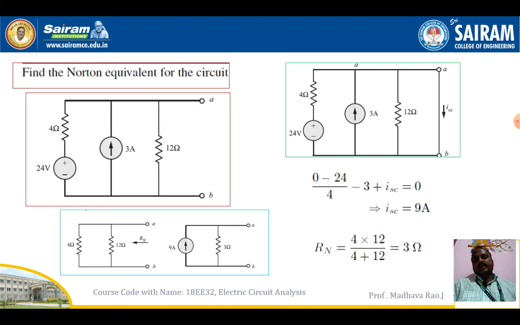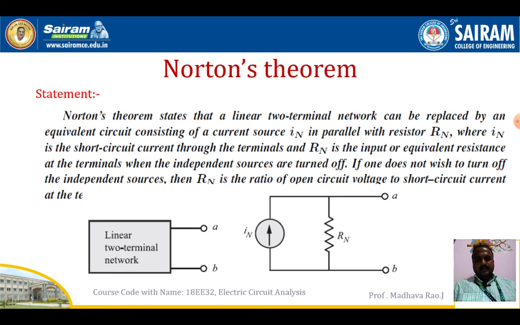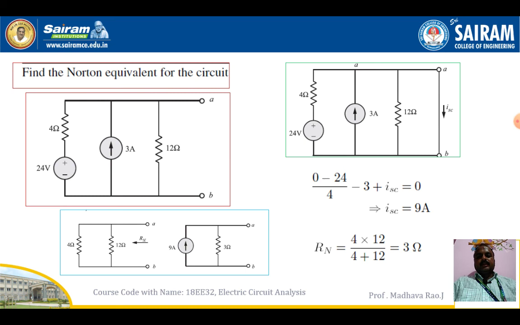Similarly, we can do problems with any dependent sources. Problems with dependent sources are a little bit difficult, but if you follow all 5 steps, you can find the answer. The statement is simply this: a current source always consists of a parallel resistance. If you remember that, you can explain the theorem statement. Then if you follow all the steps, you can find the Norton's equivalent circuit.